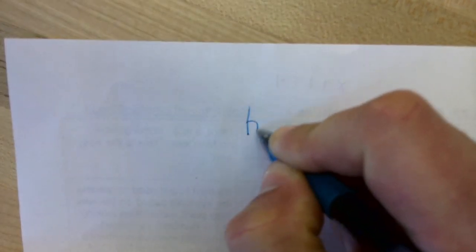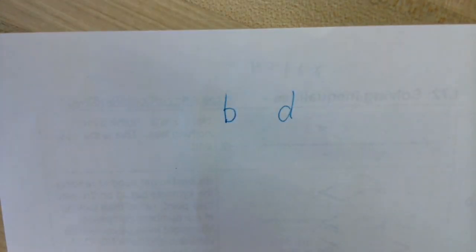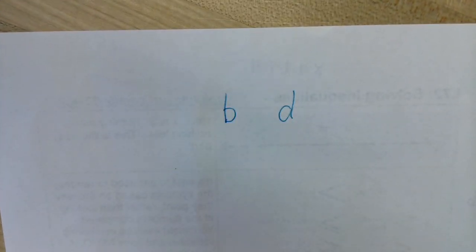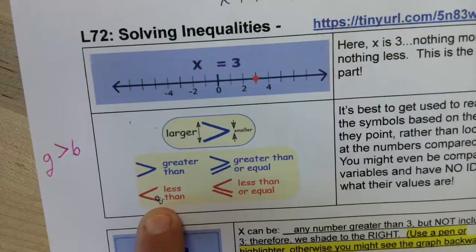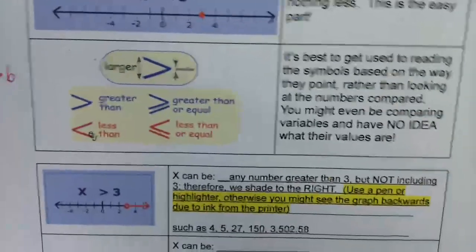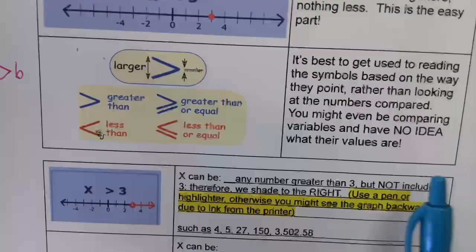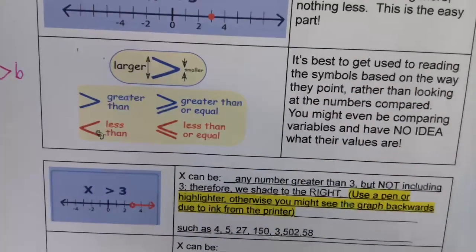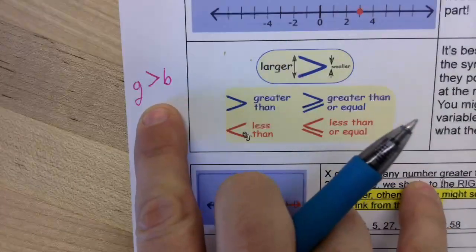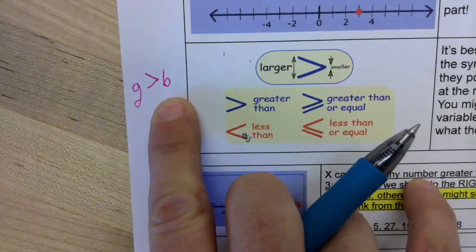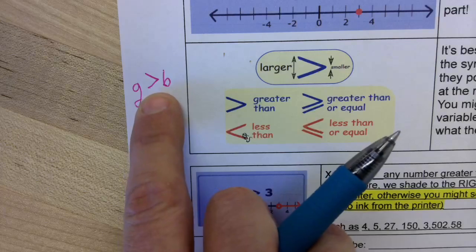Do you guys know of a letter in the alphabet where the direction tells you what it's called? You can draw exactly the same thing. Turn one way, it's a B. Turn the other way, it's a D. You already do this. You just have to add this to your repertoire if you don't already have it. It's best to get used to reading the symbols based on the way that they point rather than what's there. Because when you get to 2 variables, you don't know what G is, you don't know what B is. What this says, however, is that G is greater than B.